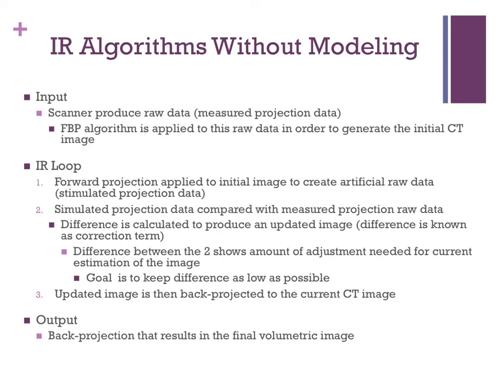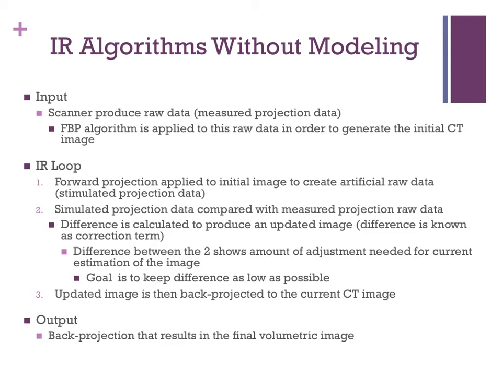To begin, you need to know that a typical iterative reconstruction process consists of three steps: input, the IR loop, or the iterative reconstruction loop, and the output. We will begin by talking about the input. Here, the scanner produces raw data, or measured projection data. The FBP algorithm is applied to this raw data in order to generate the initial CT image.